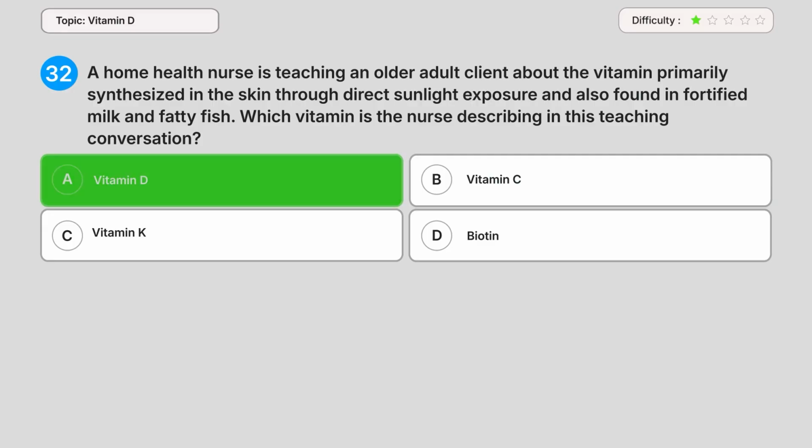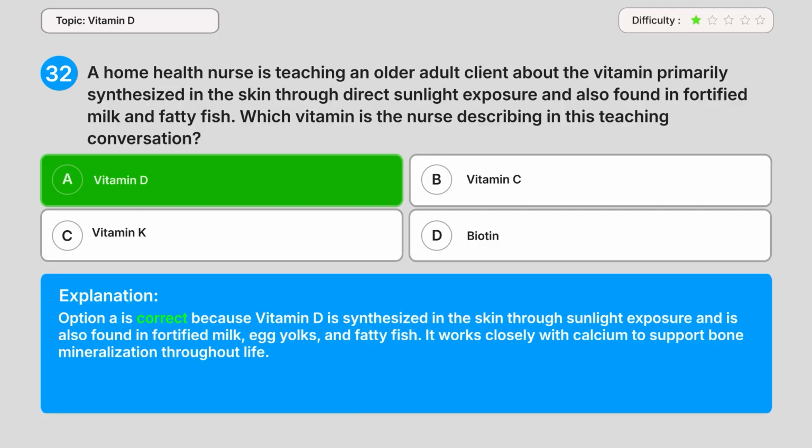Correct answer, A. Vitamin D. Explanation. Option A is correct because vitamin D is synthesized in the skin through sunlight exposure and is also found in fortified milk, egg yolks, and fatty fish. It works closely with calcium to support bone mineralization throughout life.